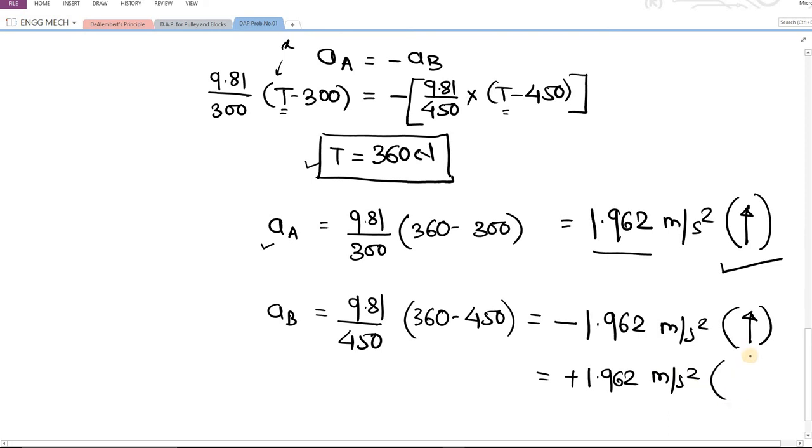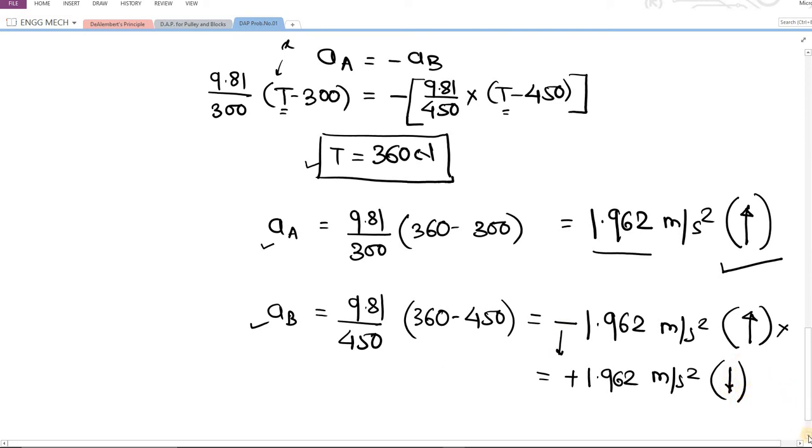And we will change our assumption, because we understood that when the value of a suffix B came out to be negative, it implies that the upward direction we had assumed initially while starting the problem is now wrong. That's why, in order to make it correct, we will be changing the sign and we will be changing the direction that we had assumed.